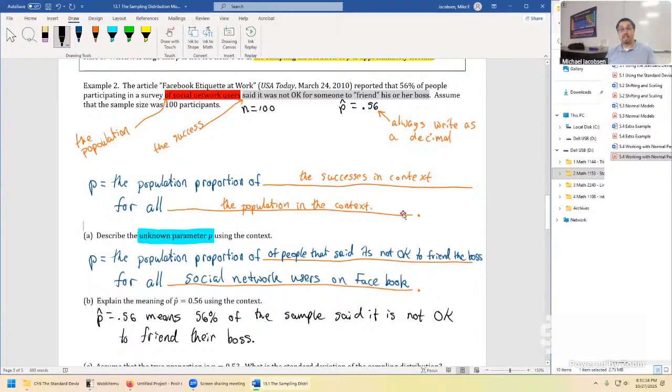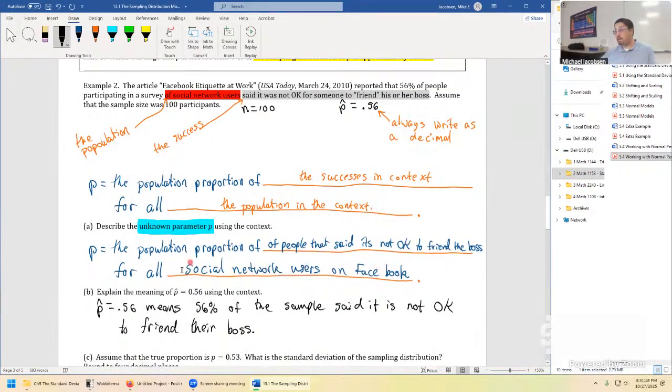So that's us just thinking about the statistic again. Now that you have the parameter down, it's good to think about p hat. And these are not the same. P hat estimates p, but p is a true unknown. So that's the difference. P is saying all social network users. P hat is just a percentage of the actual sample used, the 100 people in this study.